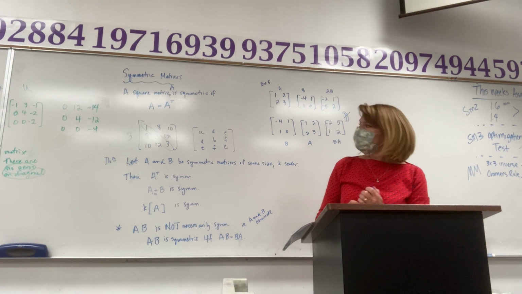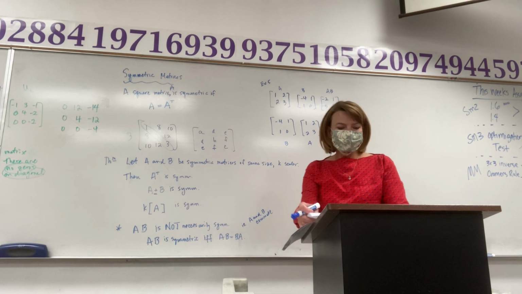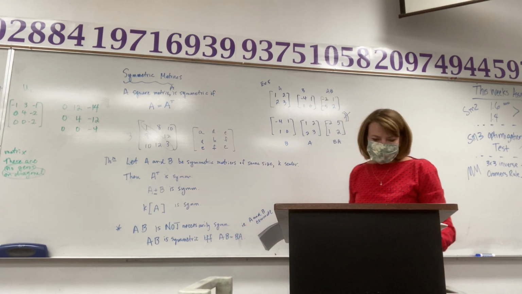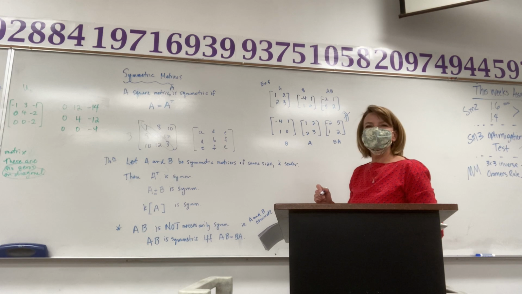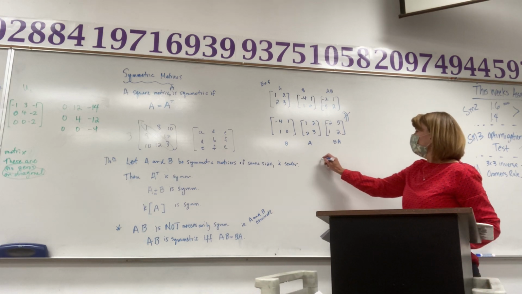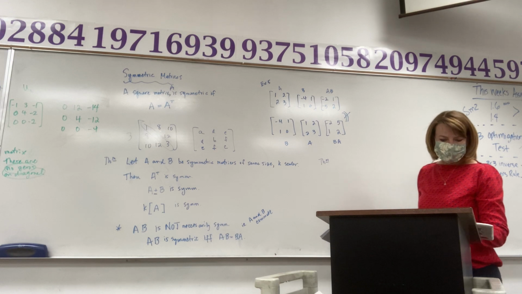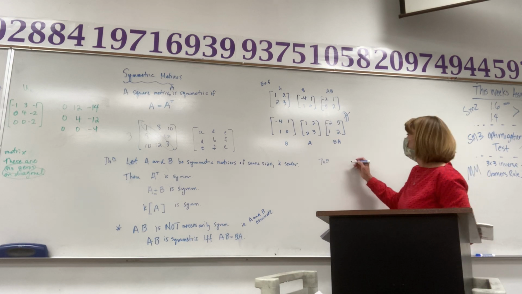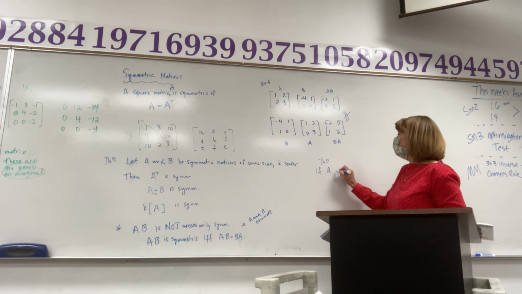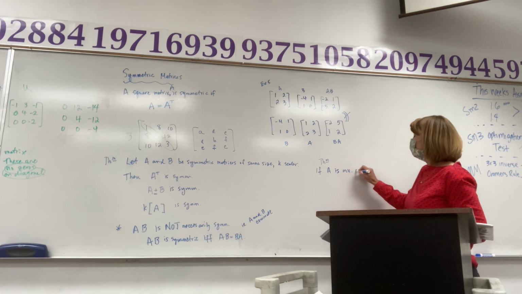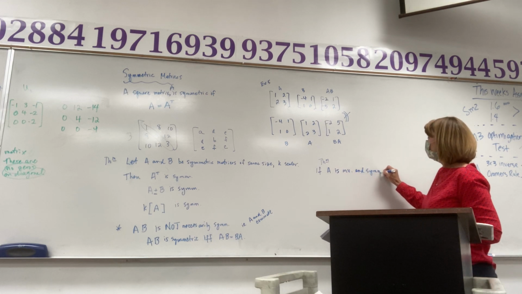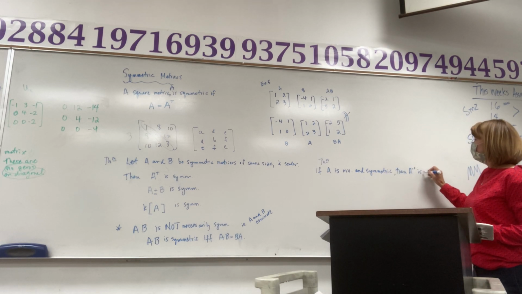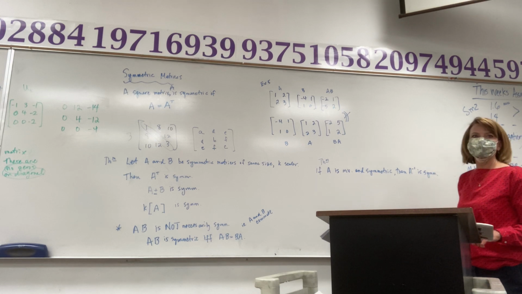Okay, this last theorem in this section, and then we're basically done. This is about symmetric matrices, and this theorem says if A is an invertible symmetric matrix, then A inverse is symmetric. So, if A is invertible and symmetric, then the inverse is symmetric, okay?